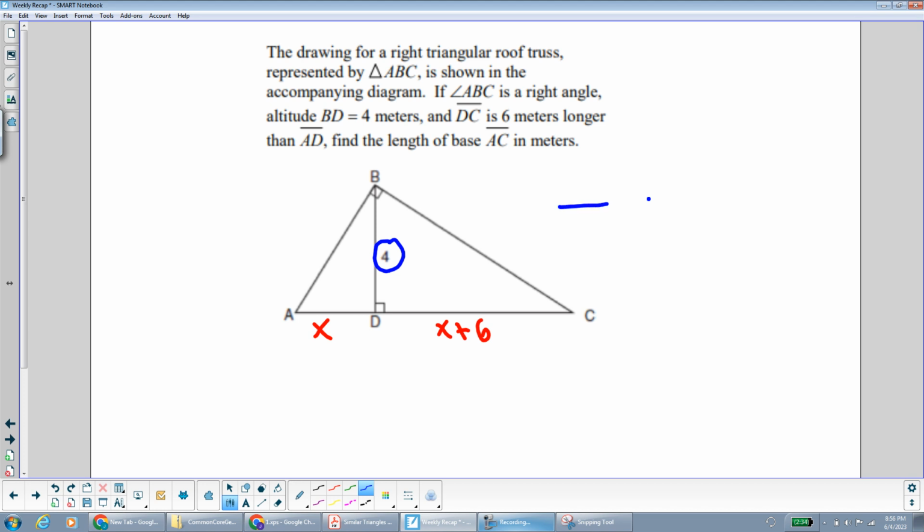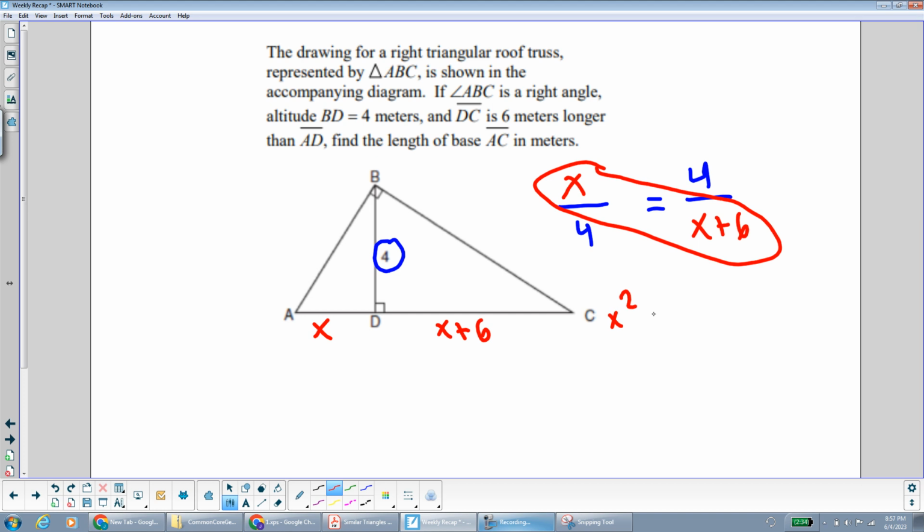So when I set up my proportion, the altitude is going to be written twice so that it gets multiplied by itself. In one of the other spots, I'm going to put one piece of the hypotenuse, and in the other spot, I'm going to put the other piece of the hypotenuse. Now, all I have to do is cross multiply. Remember to distribute the x in both spots.